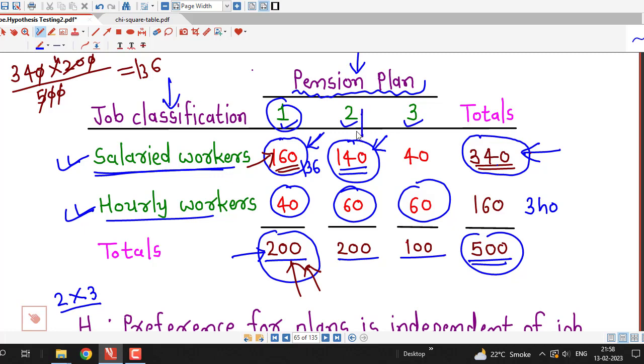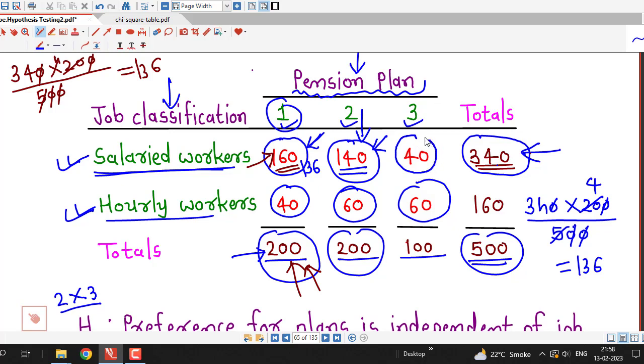This cell is in the second column, therefore I will take the second column total and divide by 500, and we can see this is going to cancel out. Let me cancel this 0 here, and I have 5 into 4, so again I will obtain 136 here also. 34 times 4 is 136.